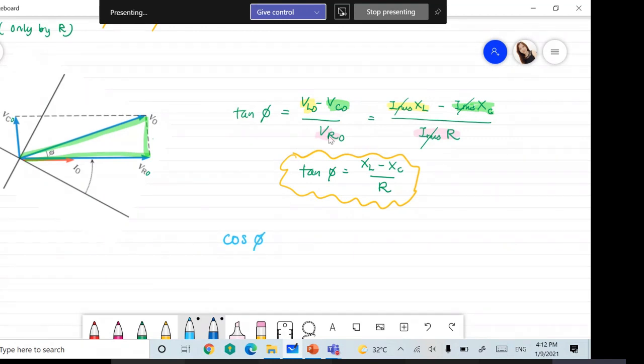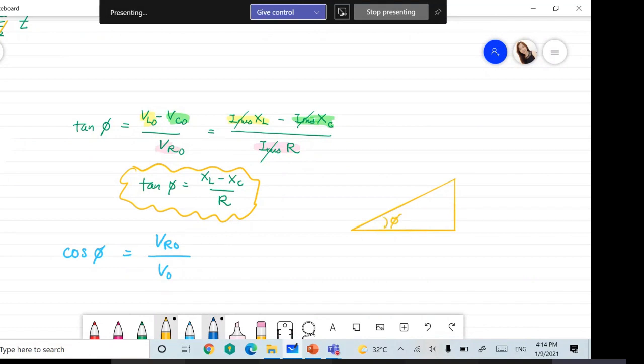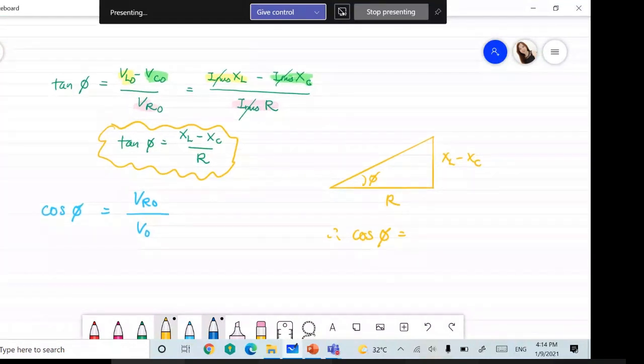And cos phi, based on the same triangle as well, cos phi is VR0 divided by V0. Here is phi, so here will be the opposite. Tangent is opposite divided by adjacent. Therefore, cos phi: here will be the impedance, right? Cos phi is equal to adjacent divided by the impedance.